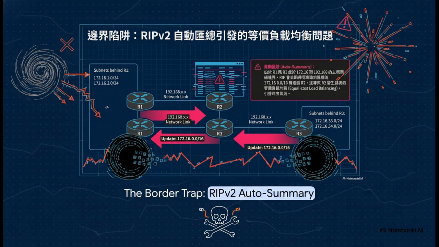One of its default features is automatic route summarization at classful network borders. Essentially, to save memory, it tries to bundle multiple small networks into one giant advertisement. But if you have two physically separated networks that happen to share the same major address block, RIP will automatically summarize them at the border. This accidentally creates equal cost load balancing errors. The router gets completely confused, thinks the destination is in two totally different directions, and effectively drops your packets into a black hole. Modern engineers almost always have to manually disable this auto-summary feature just to avoid a disaster.